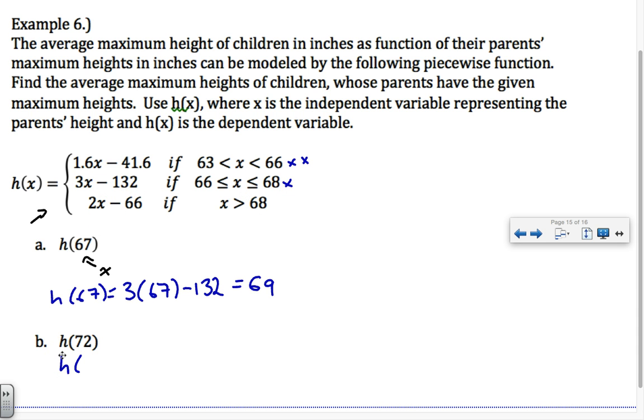And so h of 72 is 2 times 72 minus 66. If I evaluate that, 2 times 72 minus 66, that's going to be a maximum height of 78 inches. Another thing that we can do is start using these values to start getting points from them. But why don't you try one more on your own?